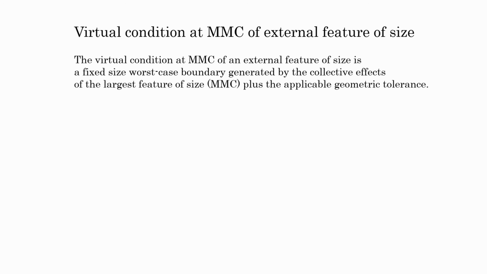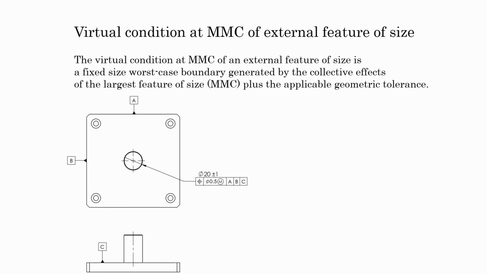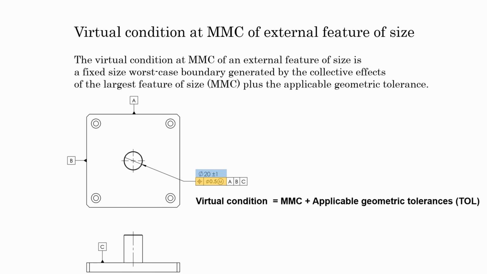The virtual condition at MMC of an external feature of size is a worst case boundary generated by the collective effect of the largest feature size, MMC, plus the applicable geometric tolerance. For example, for this pin, diameter 21 plus minus 1 mm with position tolerance 0.5 mm at MMC with respect to datum A, B and C, the virtual condition would be the MMC of the feature size, 21 mm, plus the applicable geometrical tolerance at MMC, 0.5 mm. So the virtual condition becomes 21.5 mm.